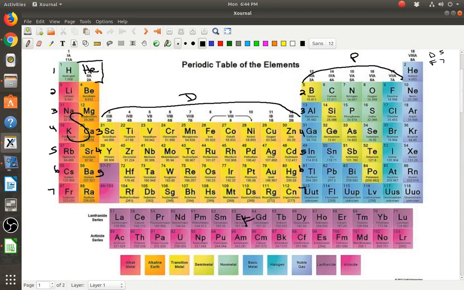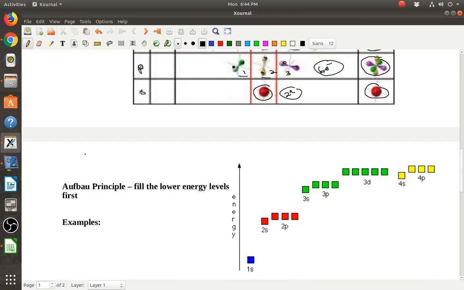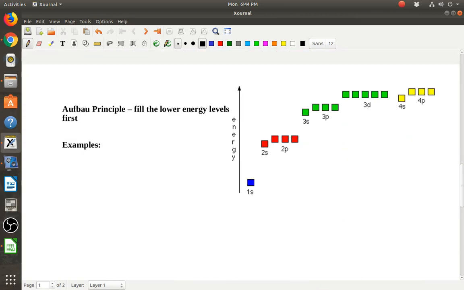All right, now what we're going to do is go ahead and review electron configuration and orbital notation. But when we're doing that, we have something called the Aufbau principle. I told you I might show you a graph. Here's a graph of energy. Energy would be like in joules. And the Aufbau principle basically says we have to fill the lower energy levels before the upper ones.